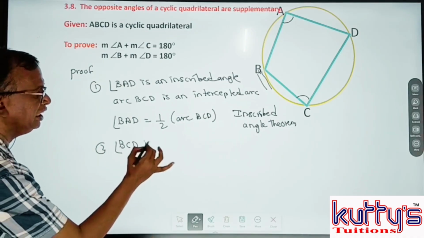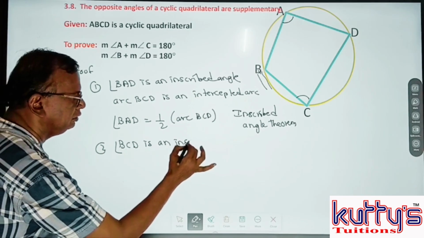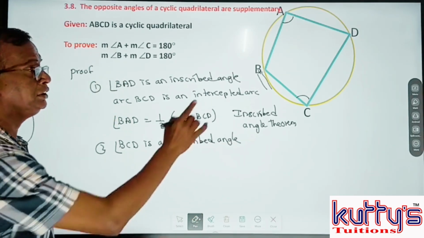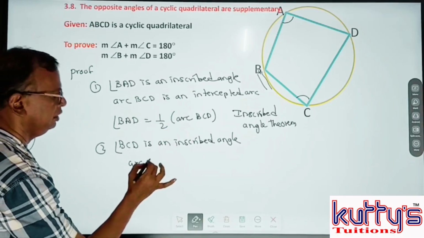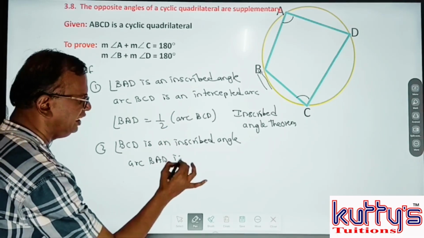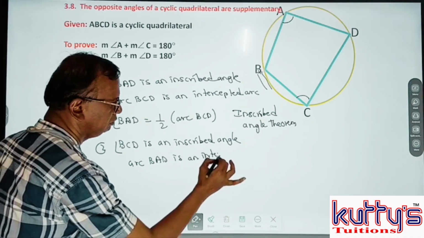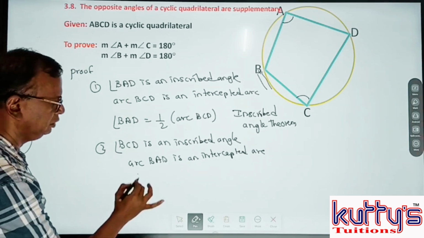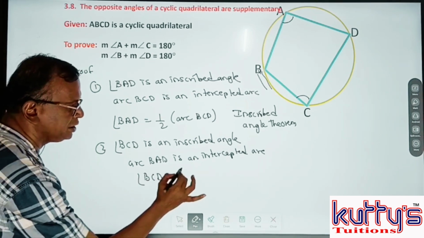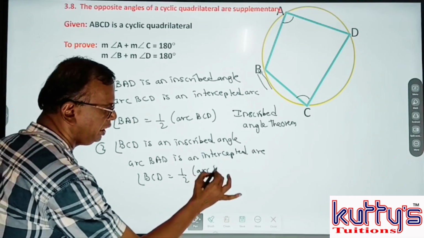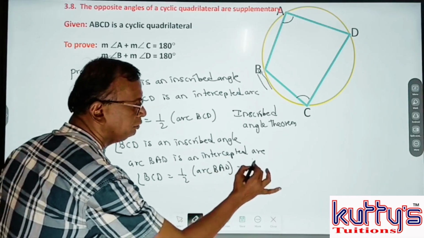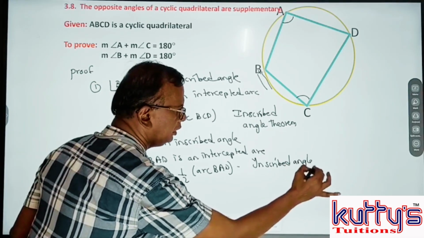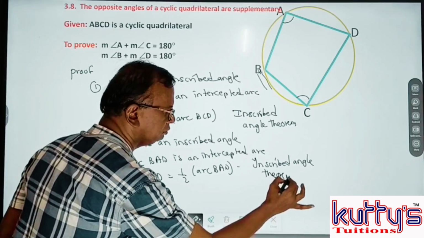Angle BCD is an inscribed angle, right, students? And which is the intercepted arc? Arc BAD is an intercepted arc. Okay. Then what's the angle? Angle BCD is half of arc BAD. The reason is once again the same: inscribed angle theorem. Right, students?